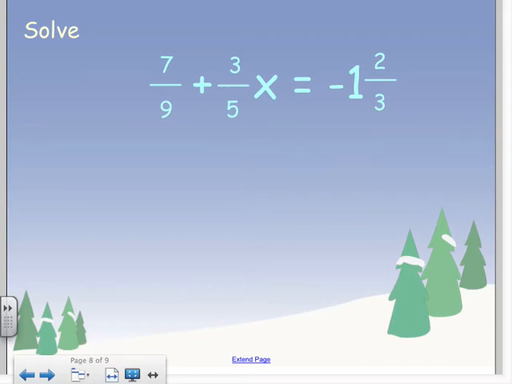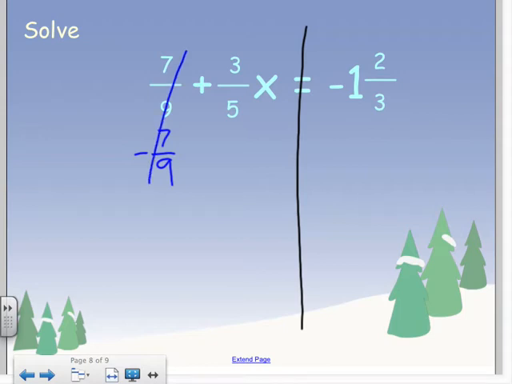All right, on this one, we got 7/9 plus 3/5 x equals negative 1 2/3. For some reason, as soon as you throw fractions in, it makes the problem seem 10 times scarier, but we're doing the exact same steps. So it's positive 7/9, so I'm going to do negative 7/9, okay? So that cancels out. I'm going to do it to both sides. All right, so I got negative 1 2/3 and negative 7/9.